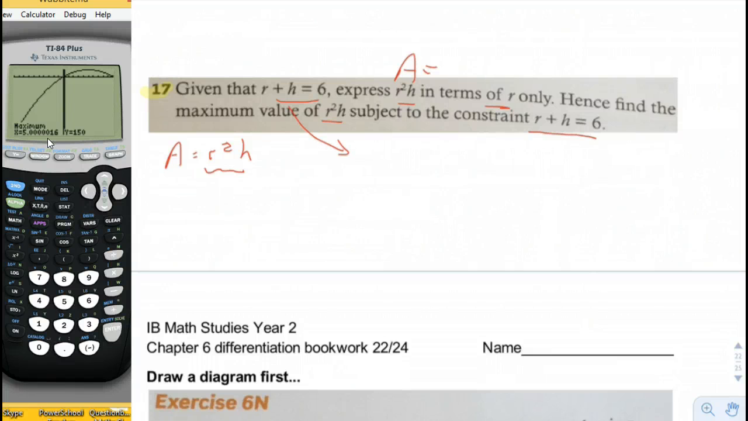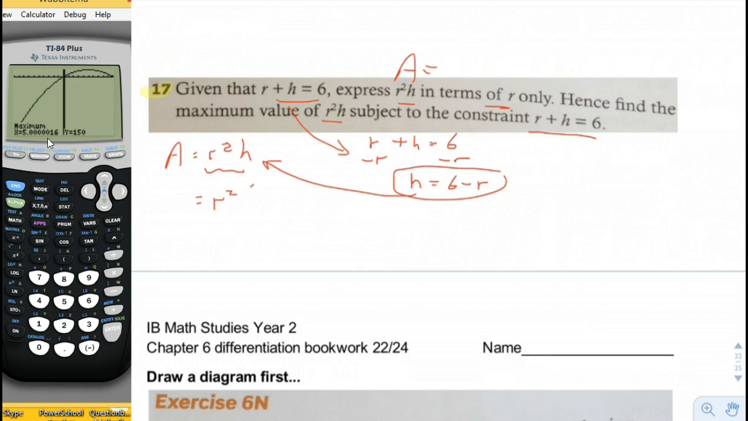Well, this constraint relates r and h. So what if we subtracted r from both sides? Would that help? Subtracting r from both sides leaves us with h equals 6 minus r, and we've kind of solved our problem. We can substitute that in. We'll have a equals r squared times 6 minus r, and we've just gotten rid of the h. So we do have it in terms of r only. So that's the first answer.